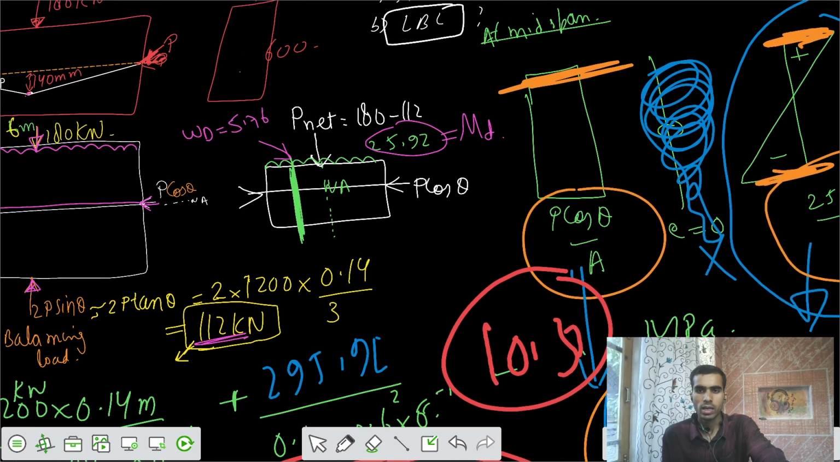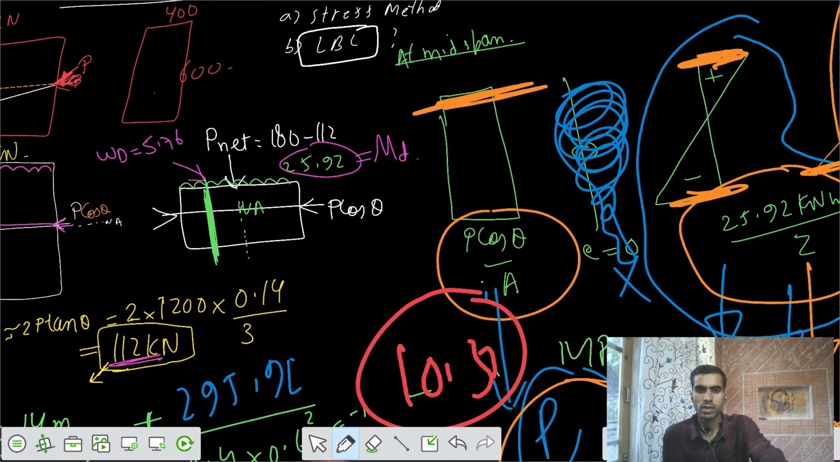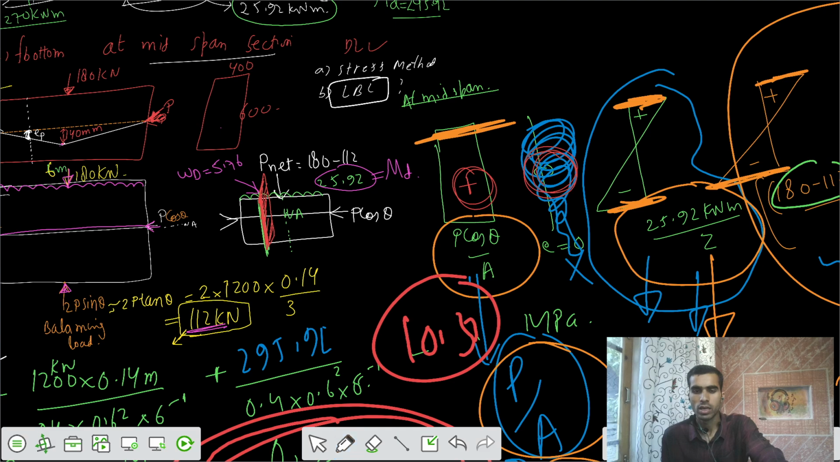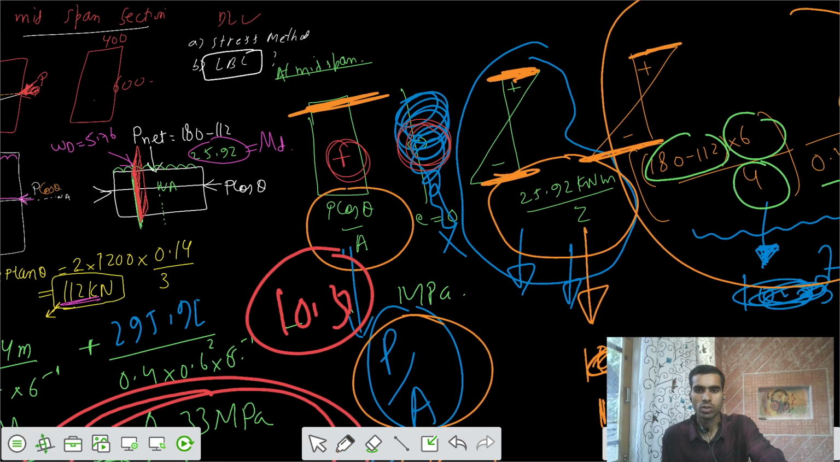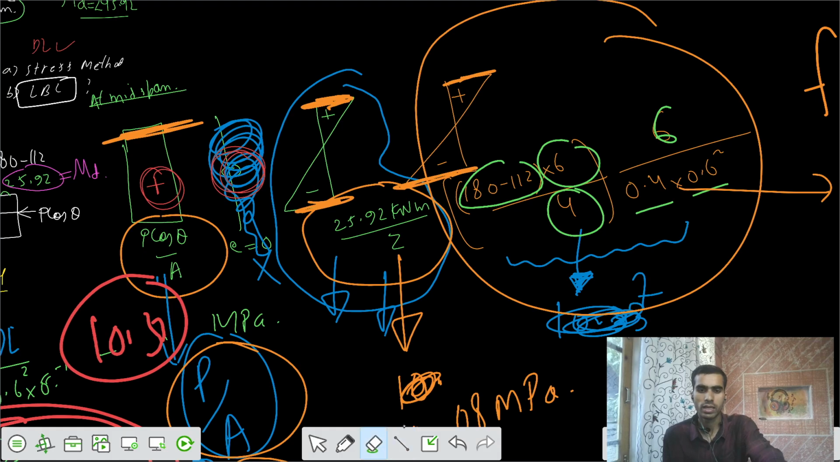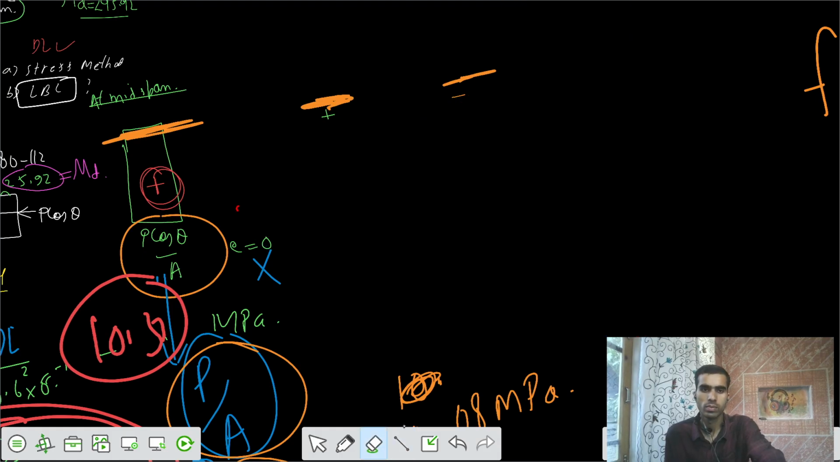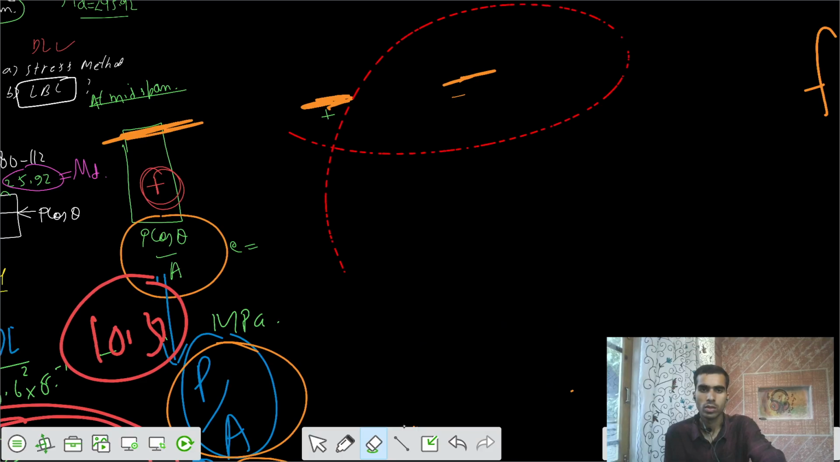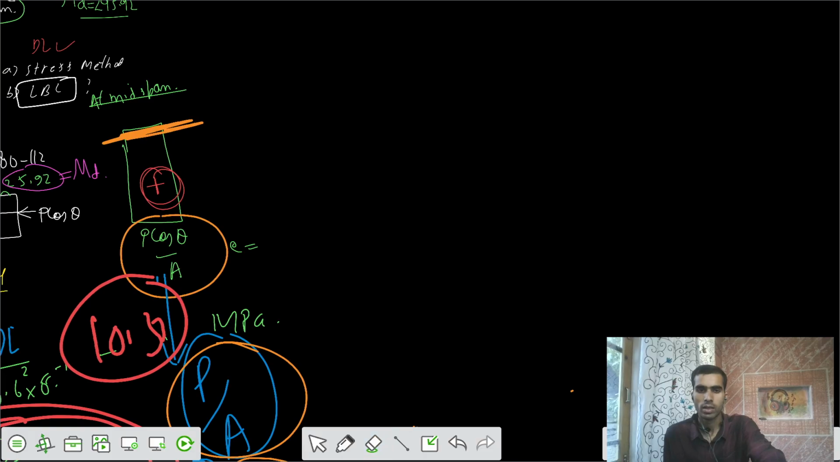Can you calculate the stresses at this location? The P cos theta by A is fixed. This part is okay, and this part is also 0. But we need to calculate the moments at the particular section. For that we have to see what forces contribute to the moment at that quarter span, so we need to calculate the stresses at the quarter span.